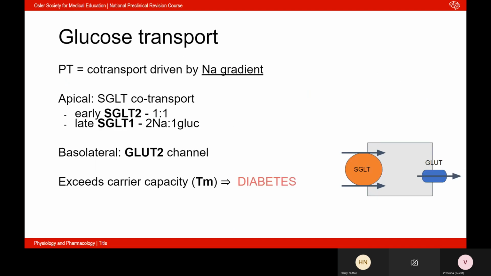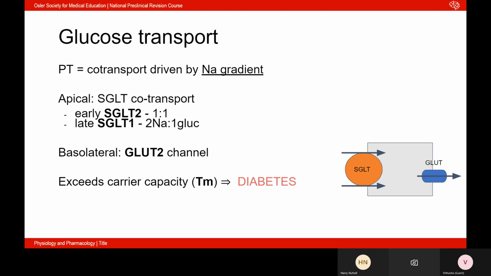So just focusing in on glucose transport, as I mentioned, it's co-transport which is driven by the sodium gradient. Apically, you have the SGLT co-transporters. Early in the proximal tubule, you have the SGLT2, so that's one sodium for one glucose. However, later, glucose becomes more sparse, and you have to spend more sodium ions to retrieve those glucose particles. And then basolaterally, you just have the GLUT channel, which allows the glucose to enter the system.